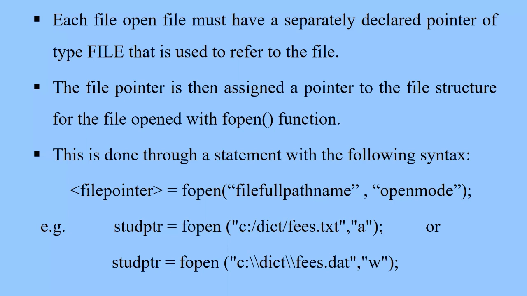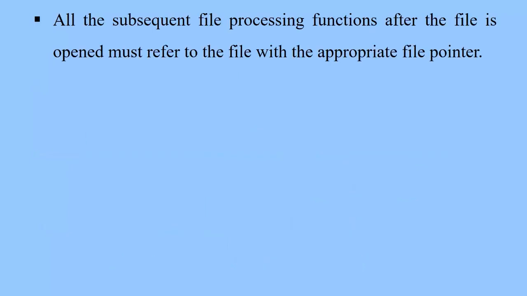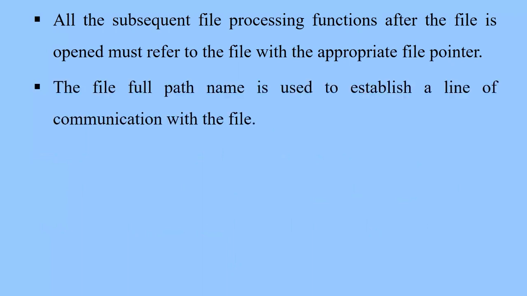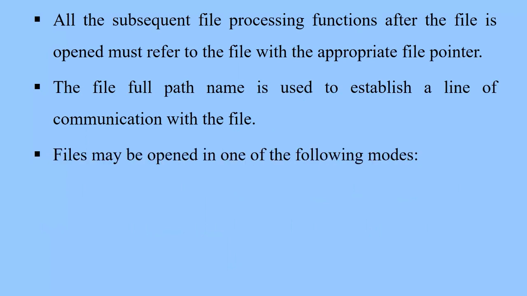Or we can also have it as follows. That is fopen C:\dict fees.dat, comma, W. W is the mode of opening the file. All the subsequent file processing functions after the file is opened must refer to the file with the appropriate file pointer. The file full path name is used to establish a line of communication with the file.